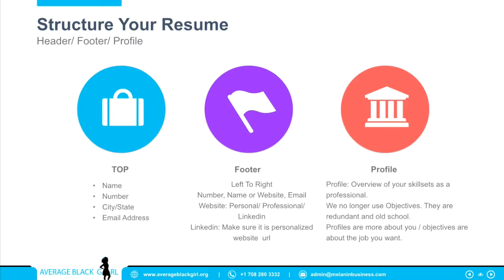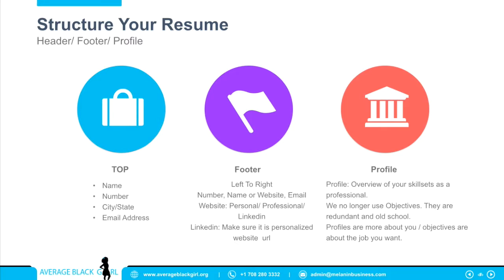Footer, left to right. First, you want to have your number. Then you want to have your name or website. I am an encourager of putting either your personal website, like I have one. You can find me at danielleamitchell.com, and that just has a little bit of my information about me before I started my businesses. So you can see where I went to school, you can see my experience in corporate America, and you can see what I'm doing now. You will see what I'm doing at AverageBlack Girl, but you'll also see my other two companies, Melanin Business and Join Black Men.